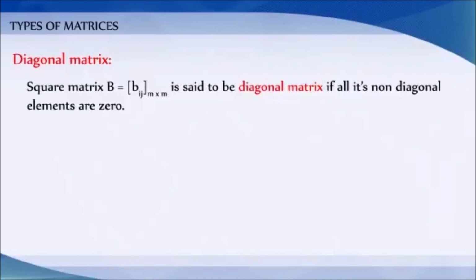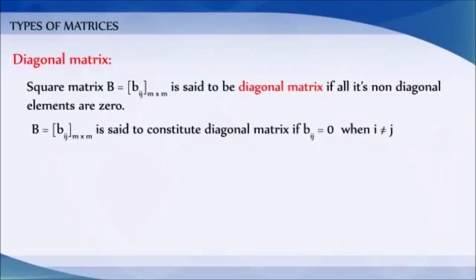Diagonal matrix. A square matrix B = [bij] m by m is said to be a diagonal matrix if all its non-diagonal elements are 0. That is, a matrix B = [bij] m by m is said to be a diagonal matrix if bij = 0 when i is not equal to j.